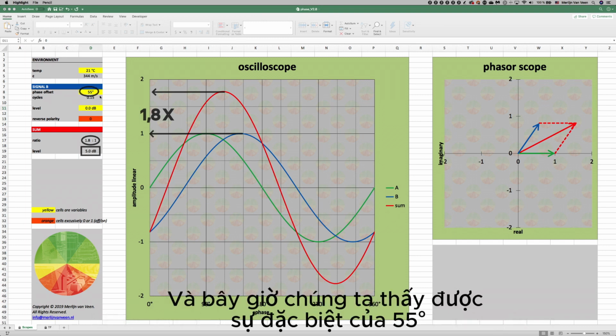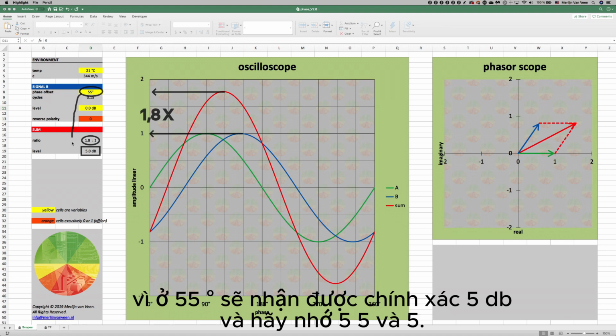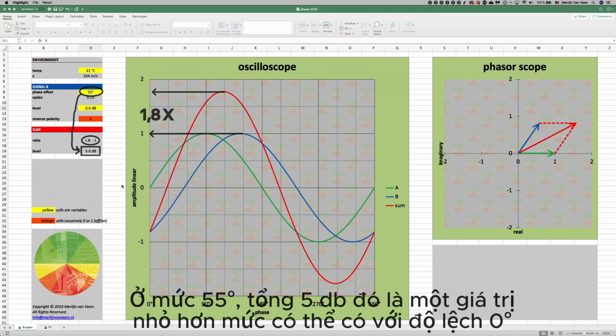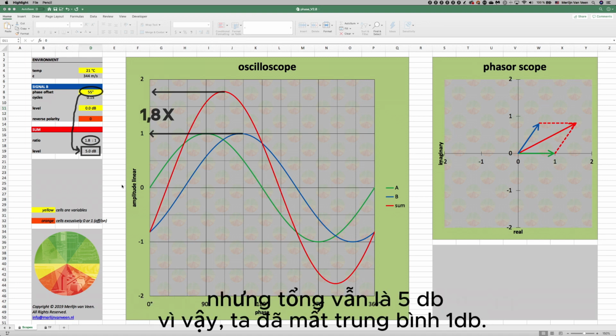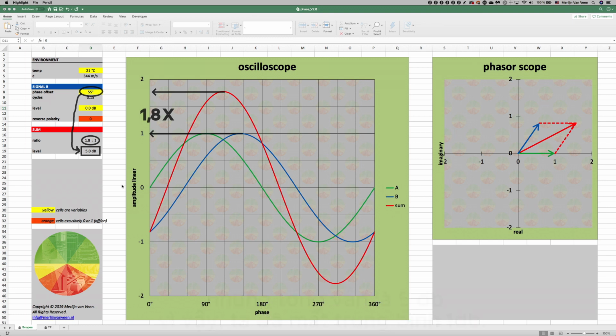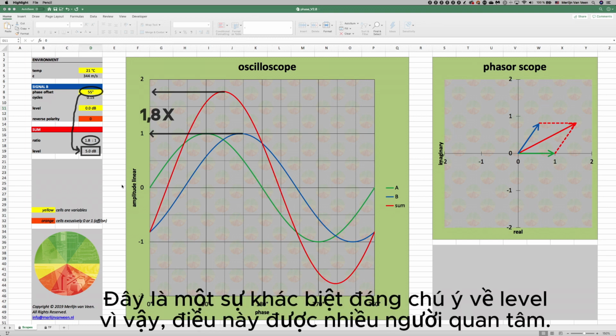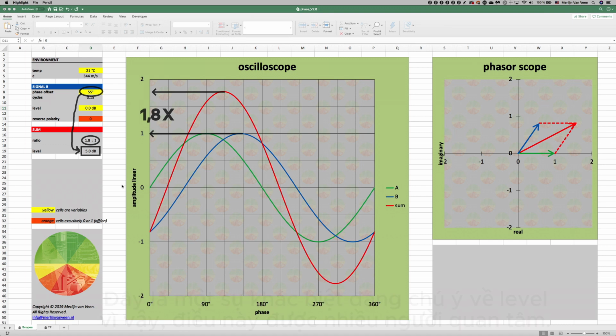And now you see the appeal of 55 degrees, because at 55 degrees, you are going to get exactly 5 decibels, no more, no less. An easy to remember 5, 5, 5. At 55 degrees, 5 decibels of summation. It's 1 dB less than you would have had with 0 degrees of offset, but it's still 5 decibels of summation. So you've lost 1 dB, where 1 dB on average is the just noticeable difference for level. So this is barely noticeable to the vast majority of people out there in the world. 55 degrees, still 5 decibels of summation.